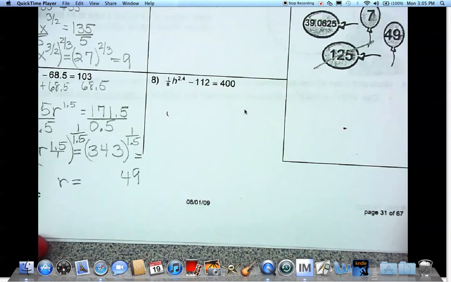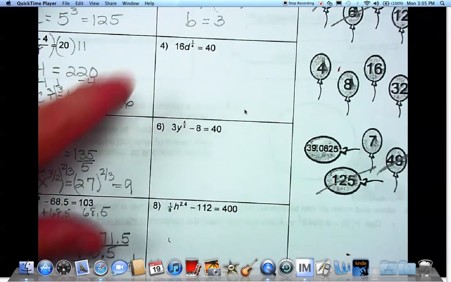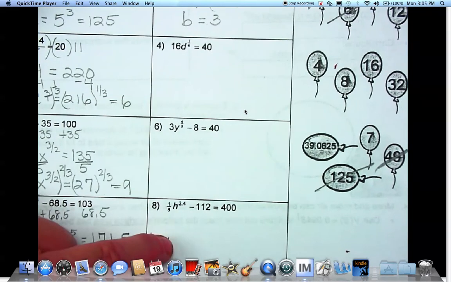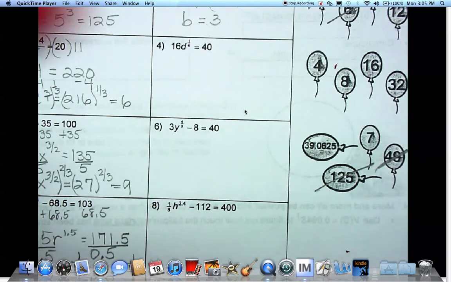And there is a balloon in there. Okay, I want y'all to do 4, 6, and 8. Remember, you got to get one of the balloons, okay?